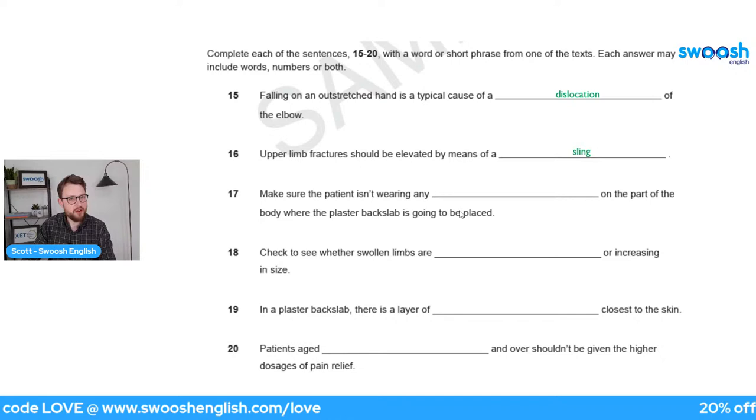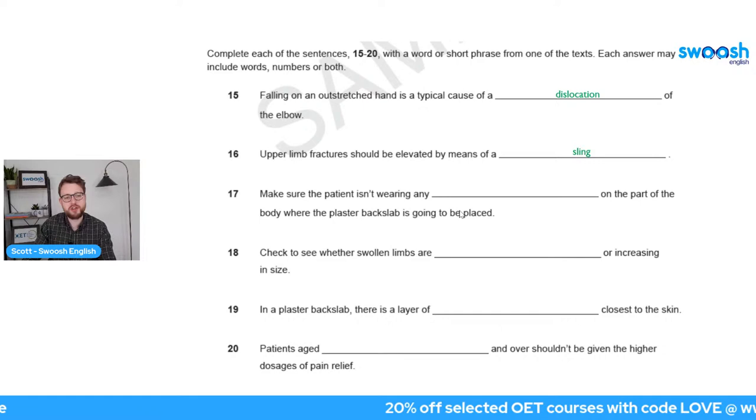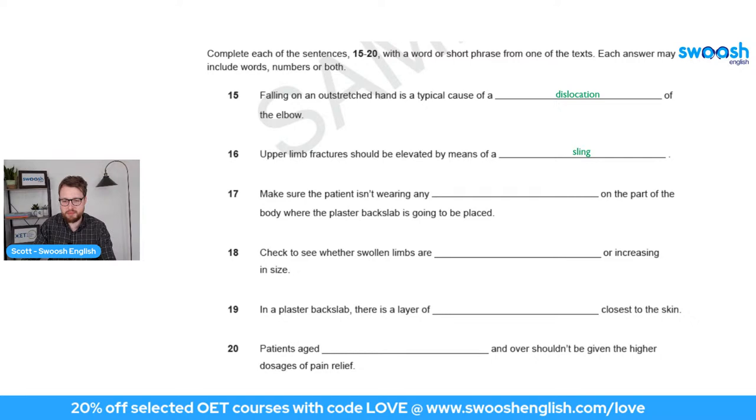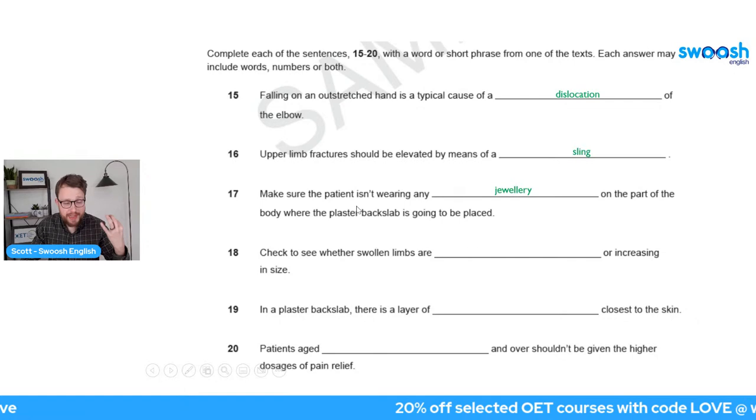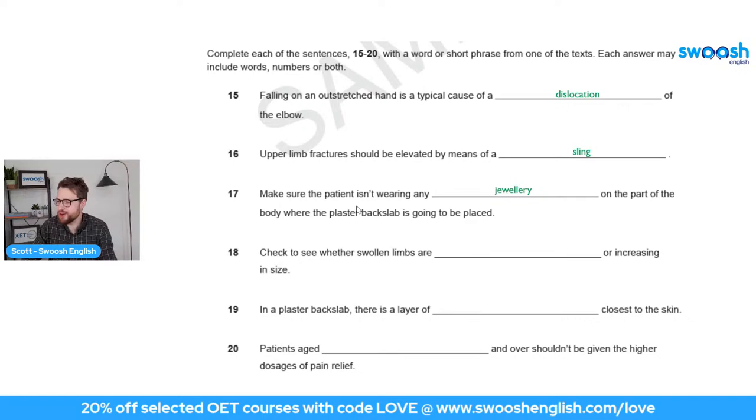Now, number 17, make sure the patient isn't wearing any what on the part of the body where the plaster back slab is going to get placed. Some of you have written jewelry, so let's lock in jewelry as the correct word, and it is. Well done. We identified the noun. It was related to something that is worn, as we identified in our clues by analyzing the language. So jewelry is correct. Well done. Three out of three so far for a lot of you.